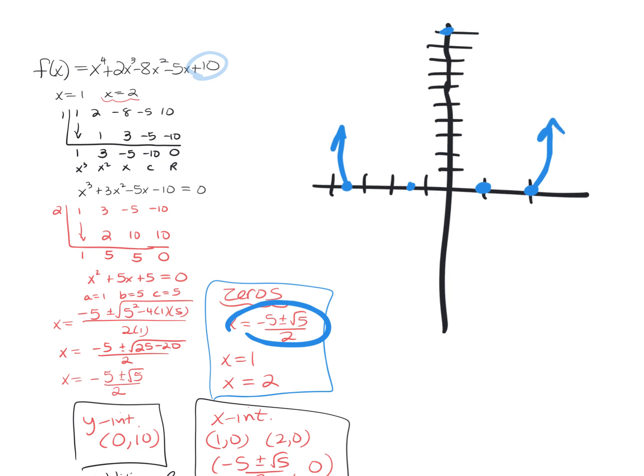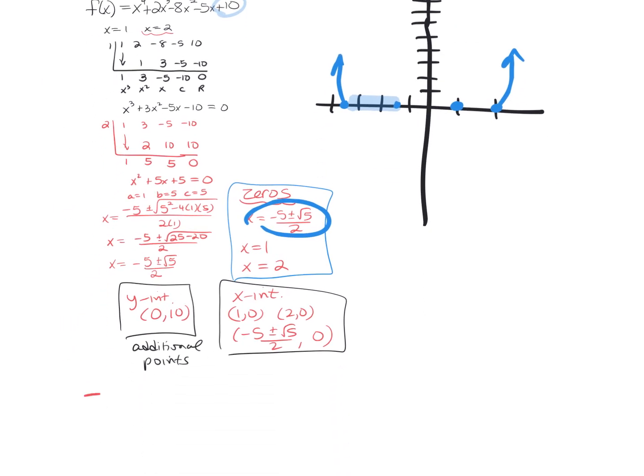I want an additional point in between these two zeros. So I could look at my calculator, hit the second and graph button, and when I do that, the ordered pair, say for when x equals -2, is going to be -12. So in my box of additional points, I'm going to say -2, -12. So 1, 2, 3, 4, 5, 6, 7, 8, 9, 10, 11, 12.